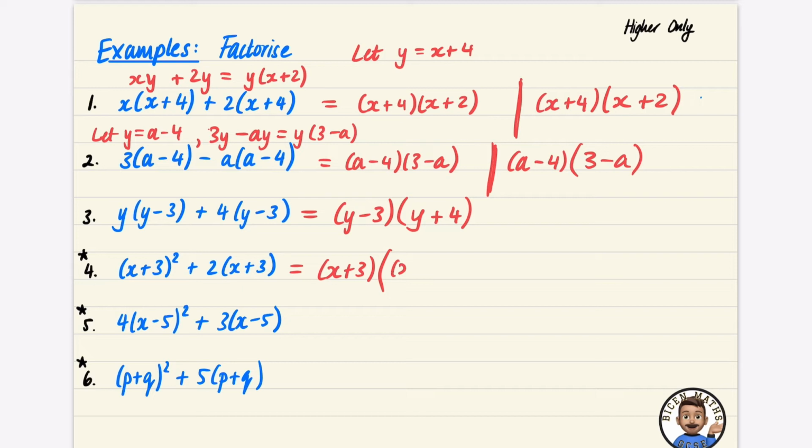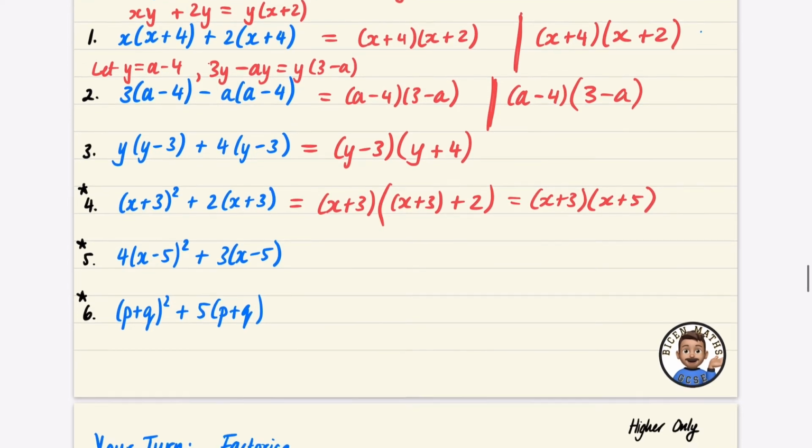x plus 3 needs to multiply by an x plus 3 to get x plus 3 squared, and then for the second part it needs to multiply by a 2. So you get x plus 3, and then x plus 3 plus 2 is x plus 5. Way quicker to just do this technique than it would be to expand and factorize this whole thing over here. It would take so much longer.